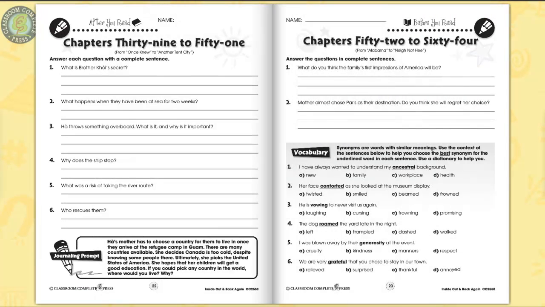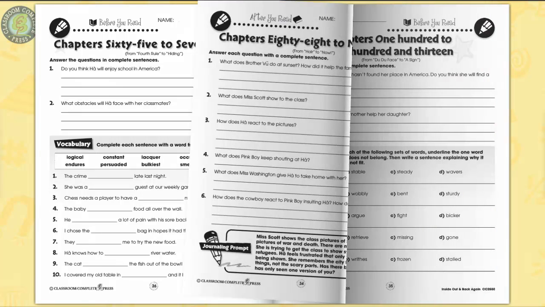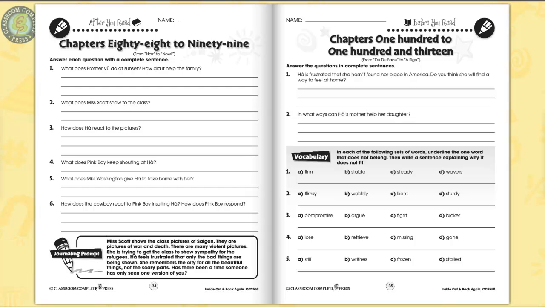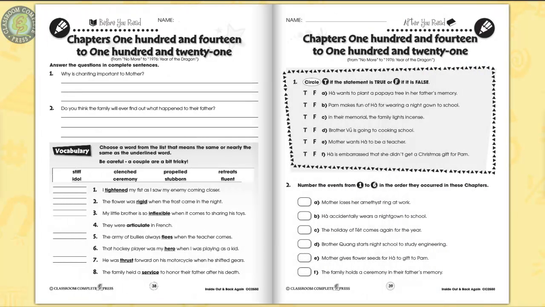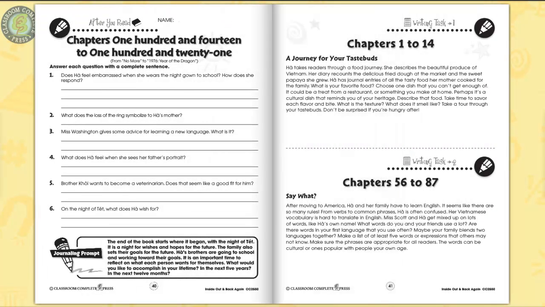Reflect on Ha's mother's decision of having to choose a different country to live in. Put the events that describe Ha's first day of school in the order that they occur. Describe what Miss Scott shows to the class and how Ha reacts to it. Predict whether the family will learn what happened to their father. 6 additional writing tasks follow.